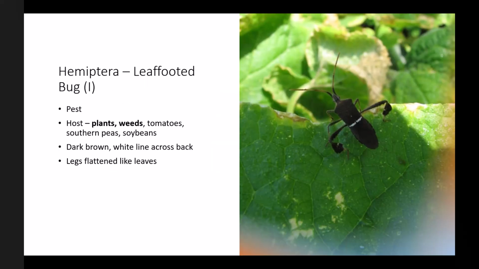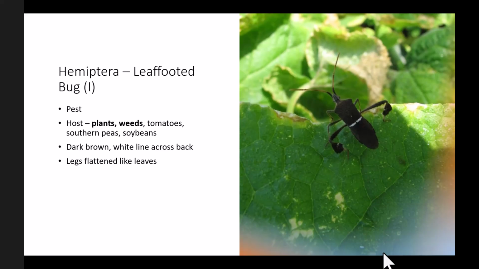Leaf-footed bugs are a brownish insect that is considered a pest. They have flattened hind legs that look like a leaf, and so that's how they get their common name. They have a variety of different hosts, many different plants and weeds. For the contest, consider plants or weeds the host, but you might find them specifically on tomatoes, southern peas, or soybeans.